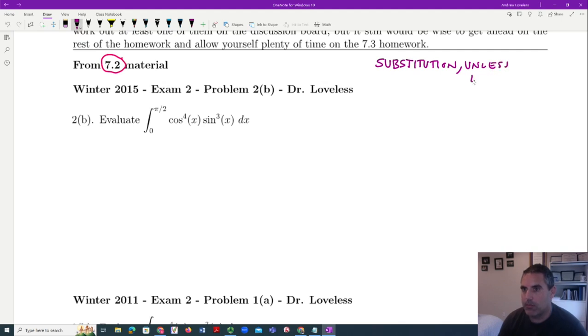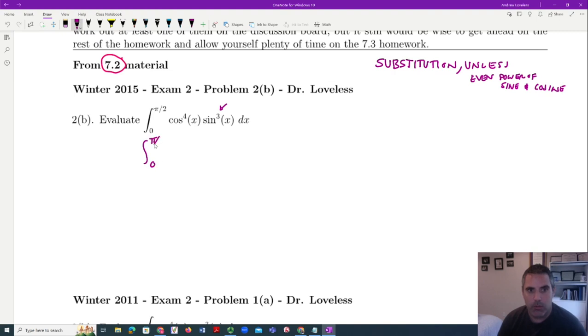all you have is even powers of sine and cosine. And then we talked in class about how to deal with that using half-angle identity. So in this case, we have an odd power. And so we're going to set up a substitution. And the entire strategy was this.